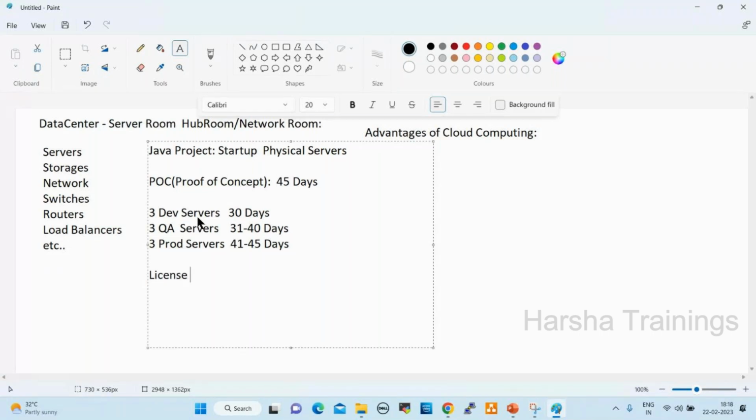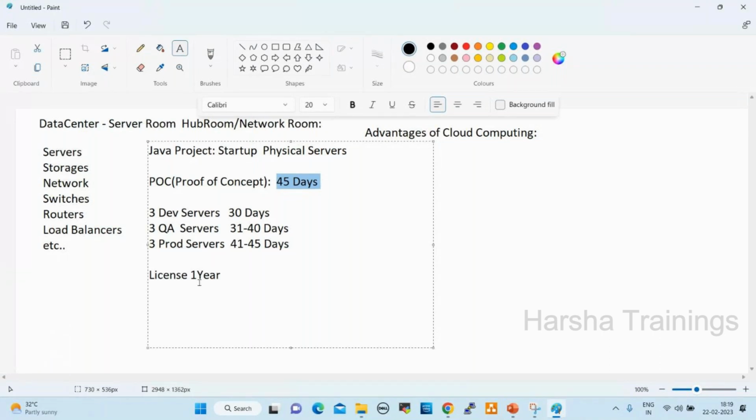Minimum 3 months, 6 months, 9 months? No, not like that. Basically minimum 1 year. Any license, minimum 1 year. So this POC is 45 days. If you want a 45-day license, they don't provide it, right? So we need to take a minimum 1 year license, right?